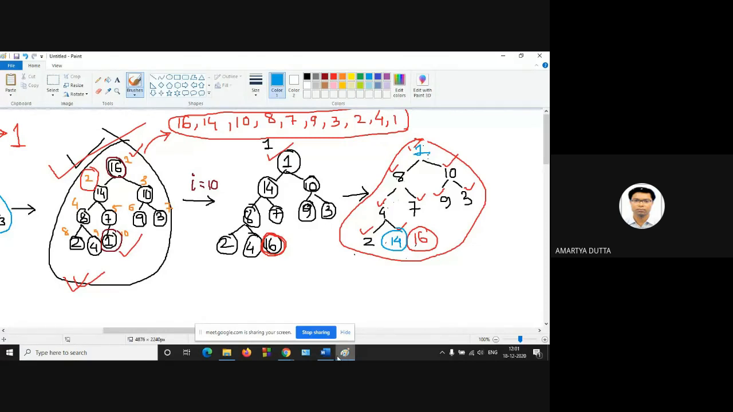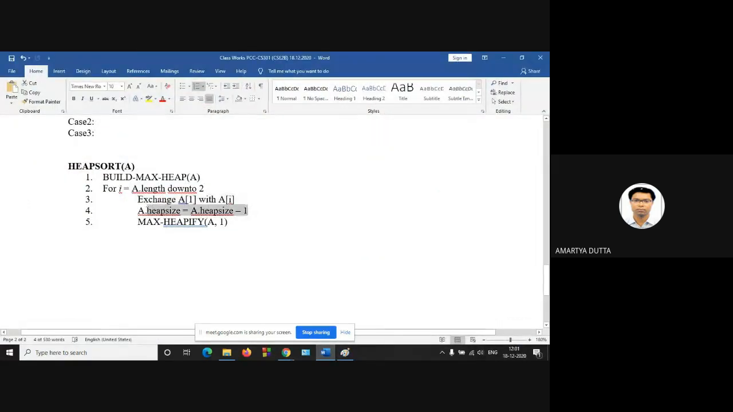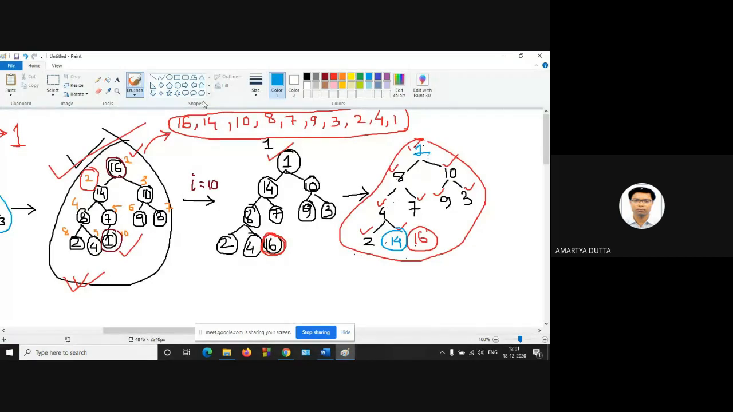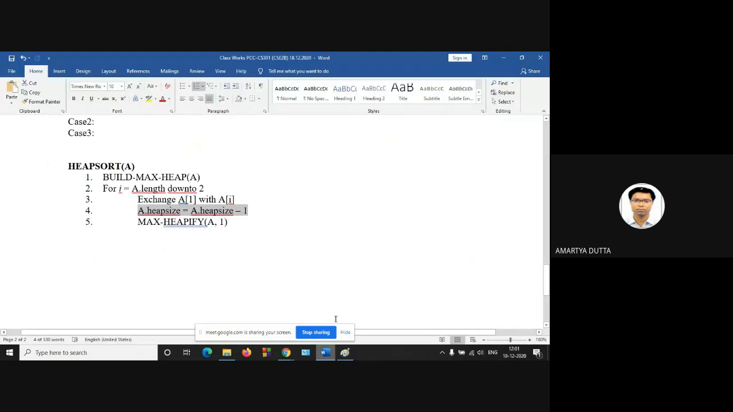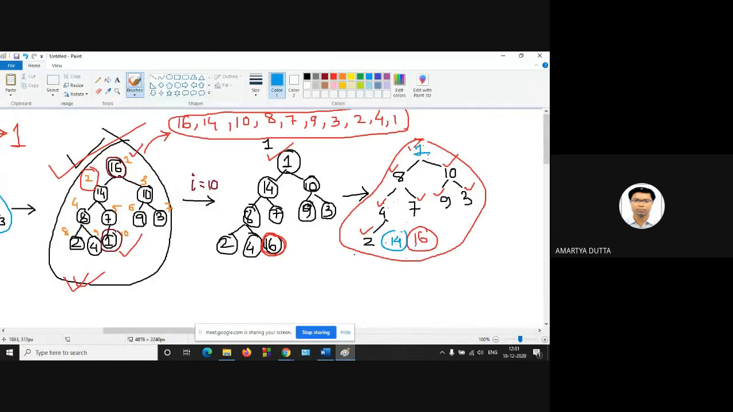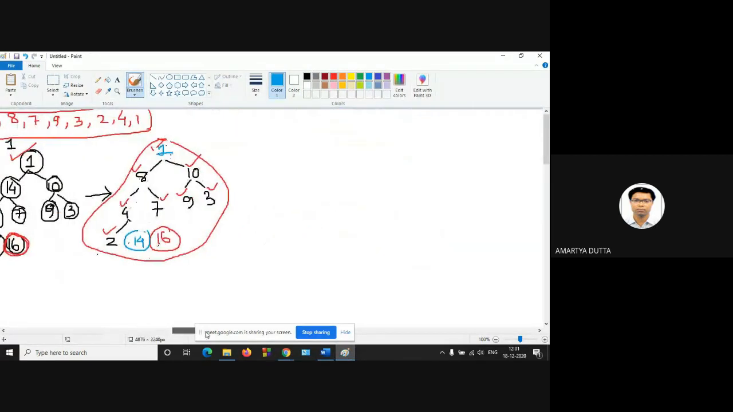Okay. Next line, decrease the heap size. Decreasing the heap size means 14 will be dangling. So 14 and 16 are placed in their proper positions after sorting. Largest element is 16, second largest element is 14. Now next you have to call max-heapify A1. So after max-heapify A1, what is the tree structure?